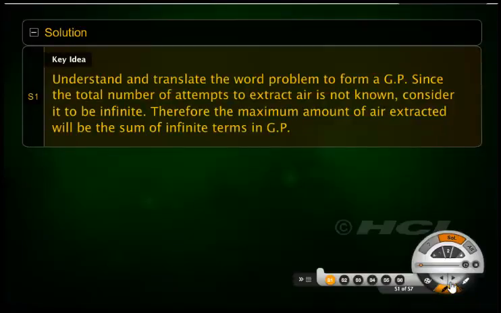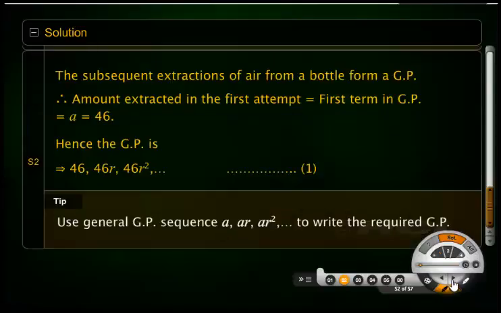The key to solve the word problem is to first understand and translate it to form a geometric progression. Since the total number of attempts to extract air is not known, consider it to be infinite. Therefore, the maximum amount of air extracted will be the sum of infinite terms in geometric progression. The subsequent extractions of air from a bottle form a GP. Therefore, the amount extracted in the first attempt will be the first term in the GP. Hence, the first term is 46. As a result, the GP is obtained as shown with a common ratio R.